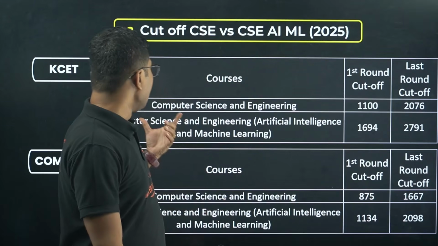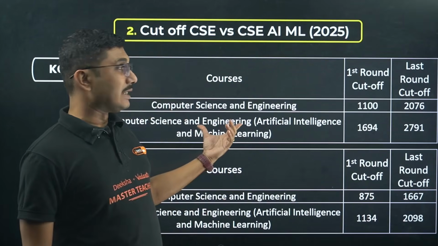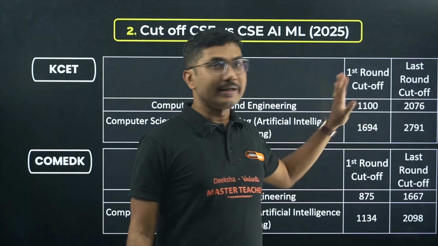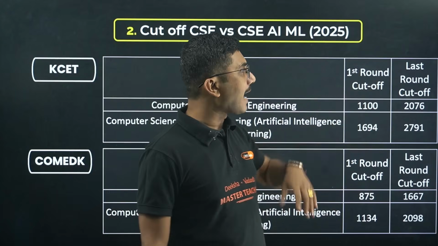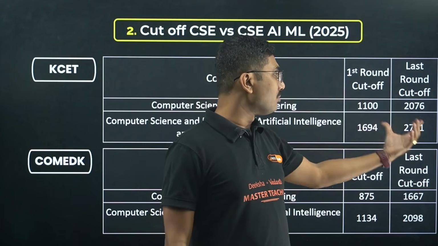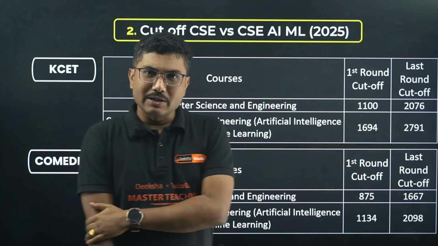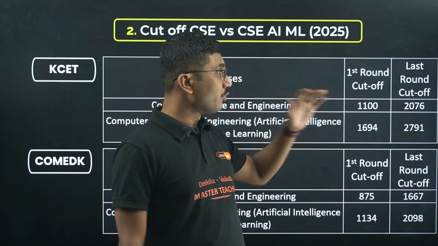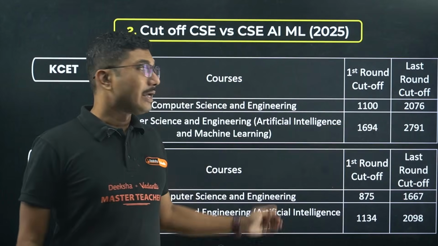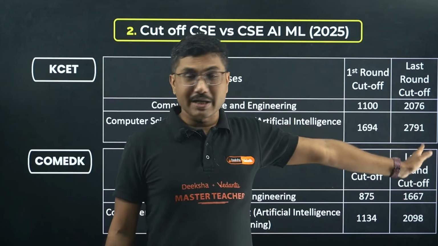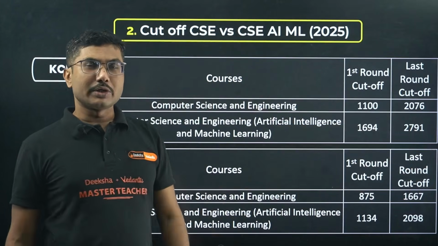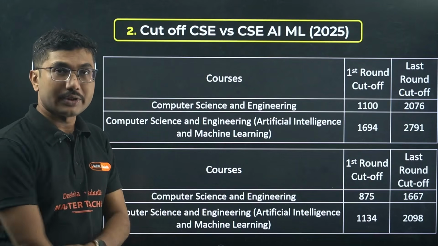Now AIML on the other hand, the cutoff was approximately 1700, and the last round again more than 1000 more, 2791. So from 1694 to 2791. The last round cutoff was much higher, so approximately 2800 to 3000 you can expect in this college.